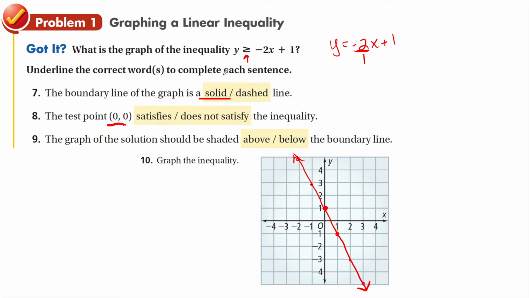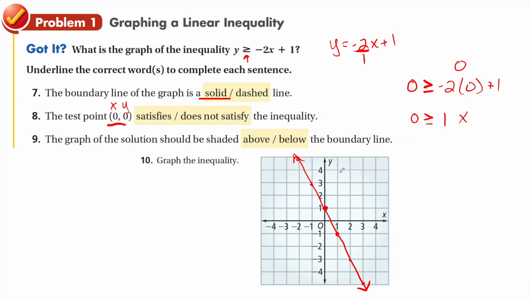It's very easy to plug in, so let's plug in that 0, 0. Again, the x value will be 0 and the y value will also be 0. So I'm going to get y, which is 0, is greater than or equal to negative 2 times our 0, again because that's what the x value says, and I'm going to add that to 1. So is 0 greater than or equal to, well, negative 2 times 0 is 0. 0 plus 1 is just going to be 1. So is 0 greater than or equal to 1?